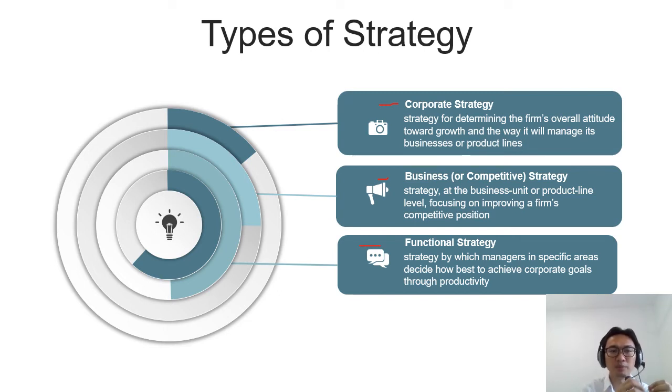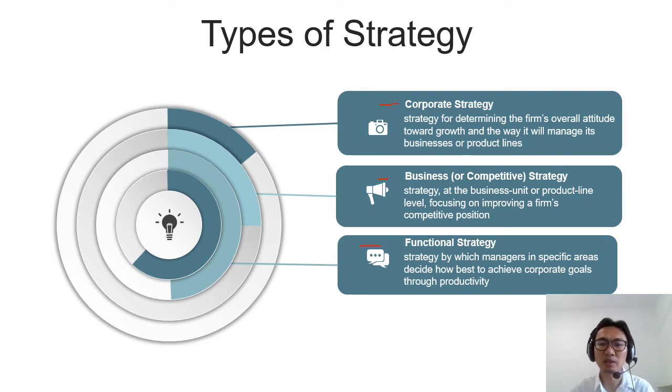To summarize, the purpose of corporate strategy is to determine what business a company will own and operate. Some corporations decide to own and operate a single business. Some corporations decide to own and operate multiple businesses.